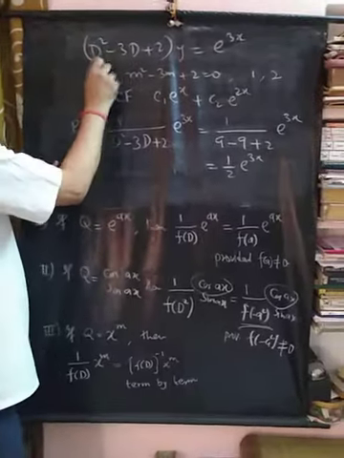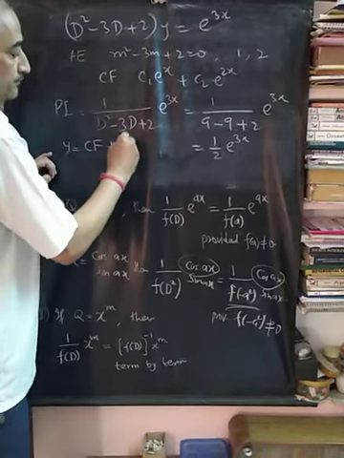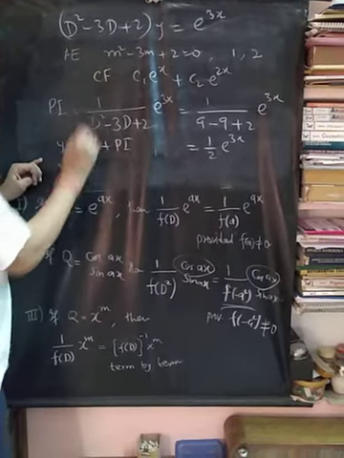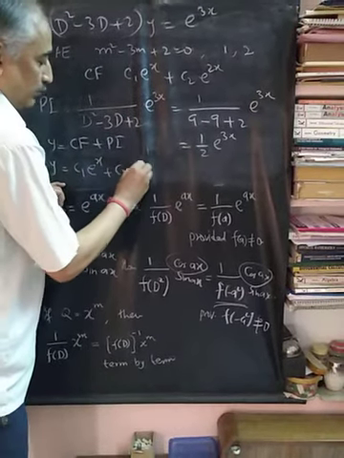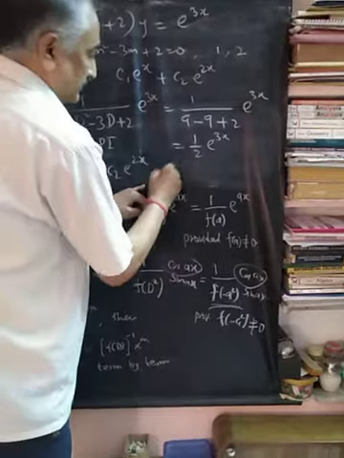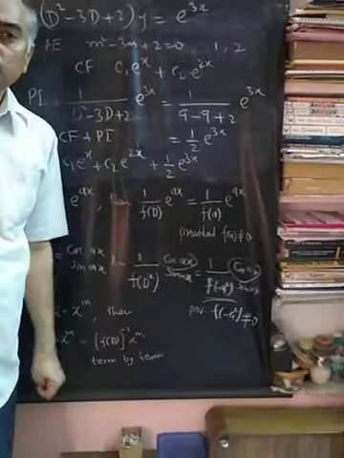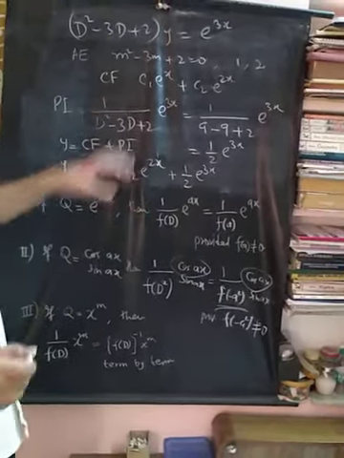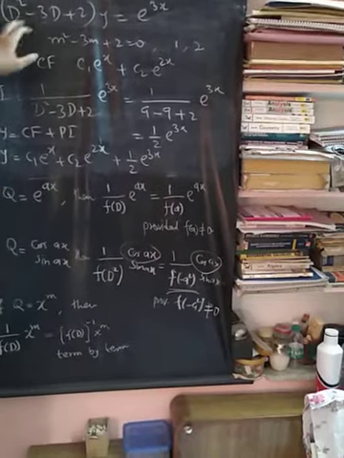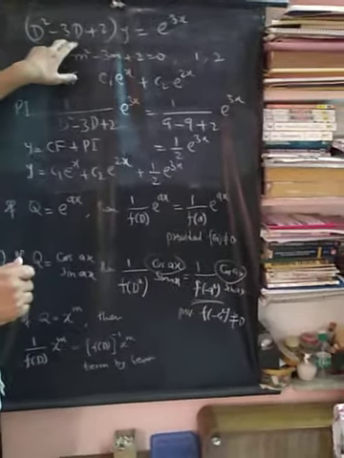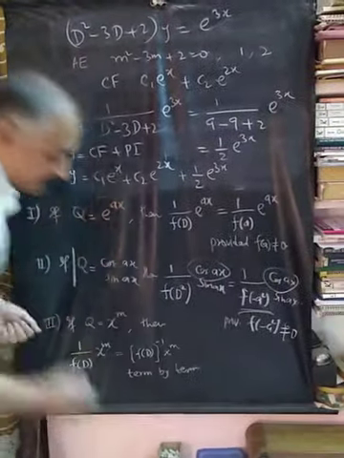So we know that the solution of the differential equation is complementary function plus particular integral. So y is c1 e^x plus c2 e^(2x) plus the particular integral 1 by 2 e^(3x). This is an easy example of writing the complete solution of a linear differential equation with constant coefficients. Now I give an example of the second case.